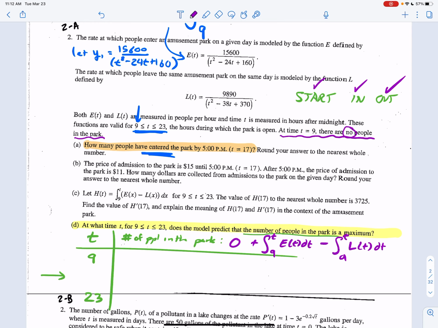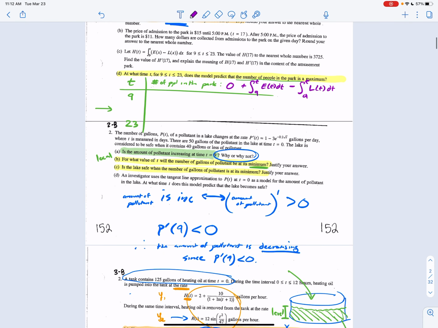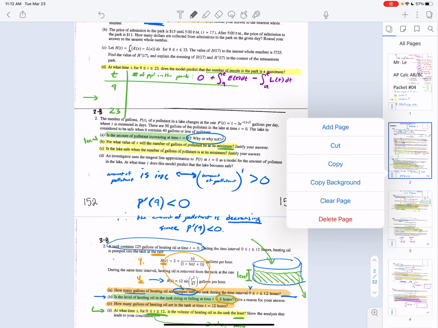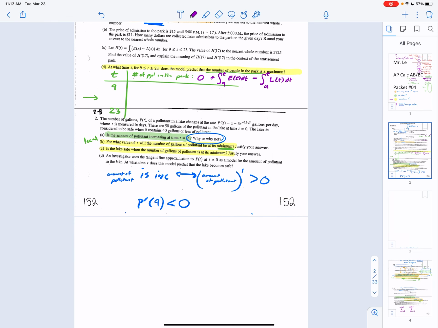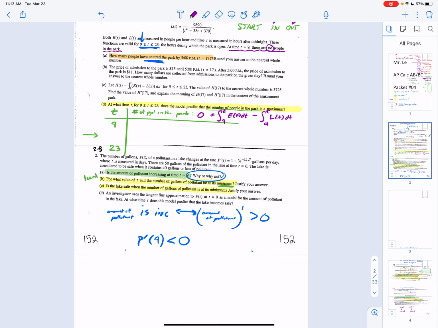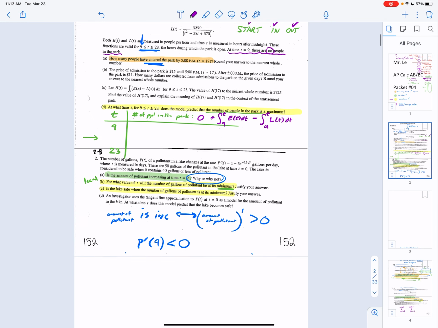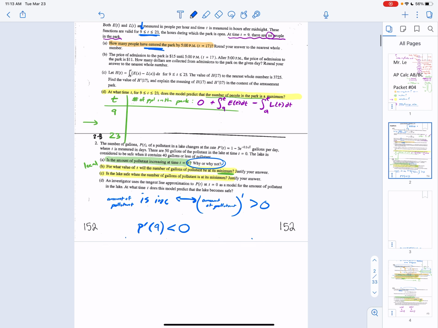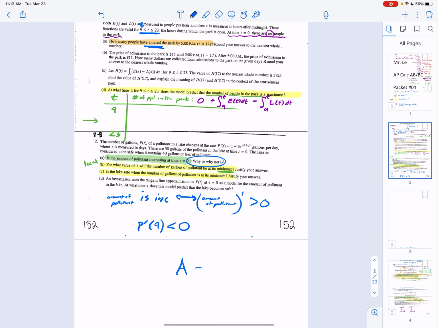Okay. Let me squeeze in an extra page here. I'm running out of space. Okay, so the amount of people in the park, I'm just going to call it A.